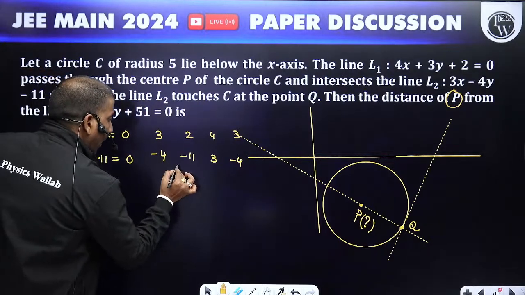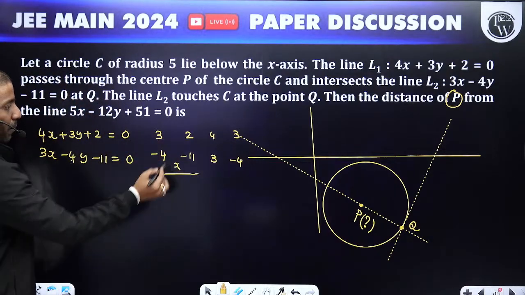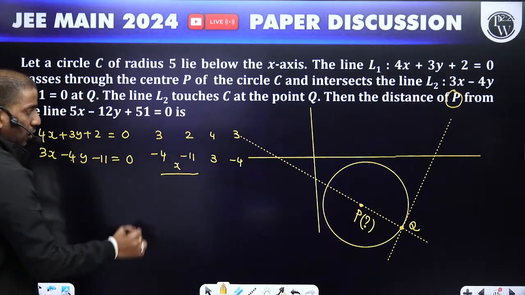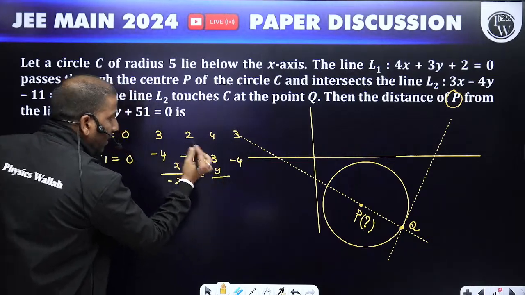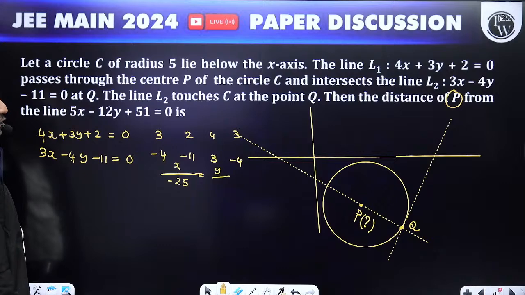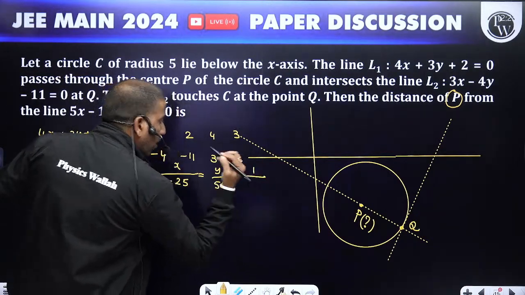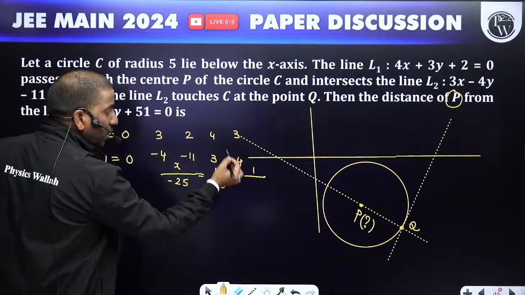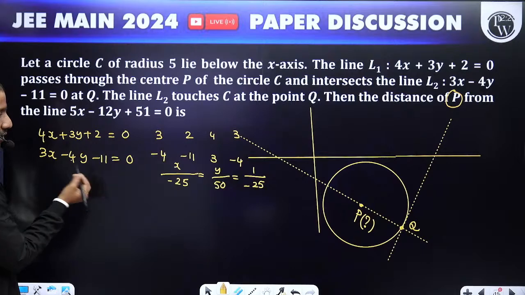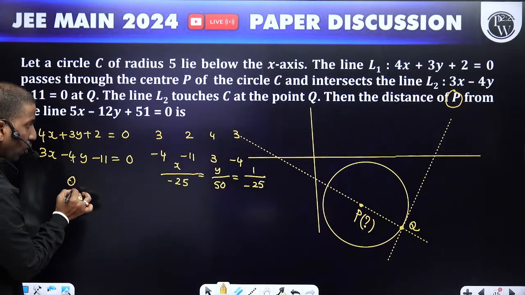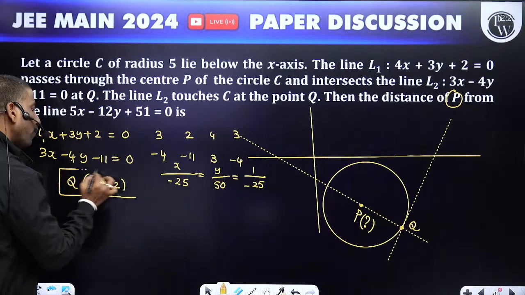Then what you would get: x by minus 33 plus 8, so minus 25, is equal to y by 6 plus 44, which is 50, is equal to 1 by 16 minus 9, minus 25. So then we got the point Q. Q is (1, minus 2). This is the point Q.